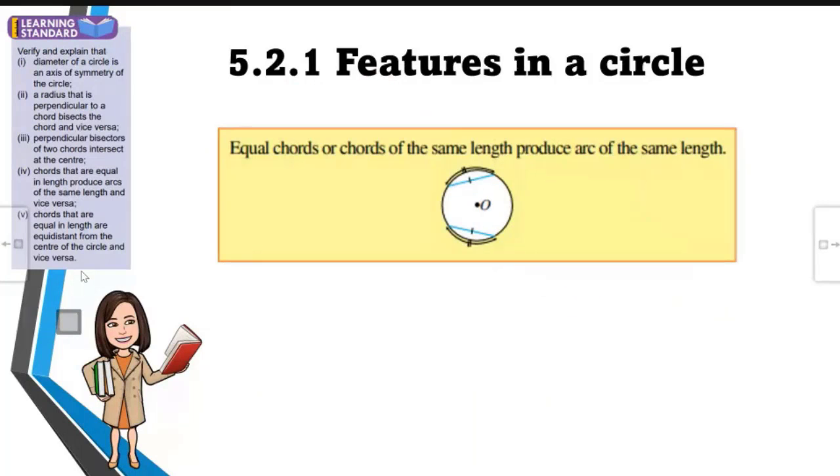So another one is equal chords. Equal chord means this is when you construct, let's say 5 centimeter. This one 5 centimeter, 5 centimeter. The equal chords of the same length produce arc of the same length. Maknanya panjang lengkok dia adalah sama. So after that, nanti 5.3, you will learn the length of arc. Length of arc, then the area of the sector, and so on. So remember, if the chords, okay, same equal chords sama, perentas yang sama panjang, maknanya dia punya lengkok pun sama. The length of arc also same here, from here. This is one of the property.